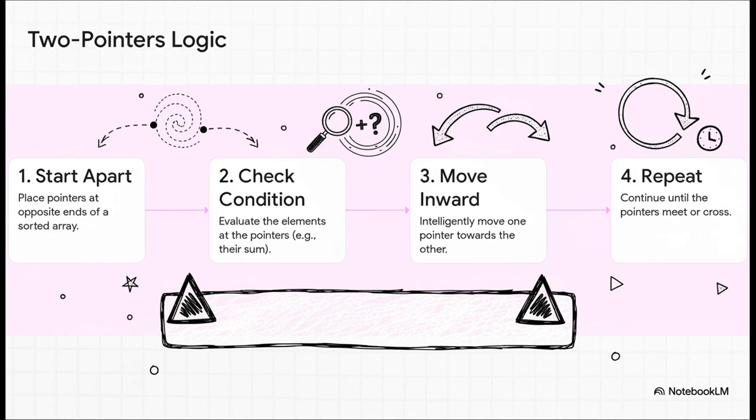And here's that two-pointer dance broken down. It's just so elegant, right? You start your pointers at opposite ends of a sorted list, you check if their sum is too high or too low, and then you just nudge one of the pointers inward. You just keep doing that until they meet in the middle. No nested loops, no brute force mess, just clean, efficient logic.